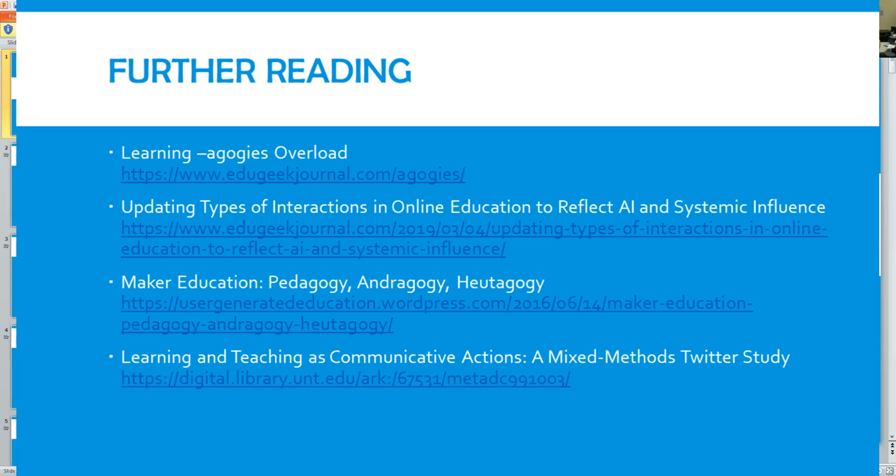And then this article is actually a research study on Twitter, but it has a good section that looks at the learning and teaching of communicative actions, so you can see more about those different works if you want to read about it. The rest of the study is interesting as well, and you can look at the lit review section for information on that. I don't think it's published anywhere else other than that.